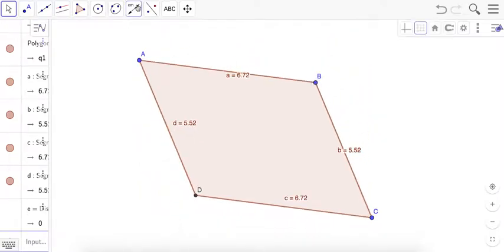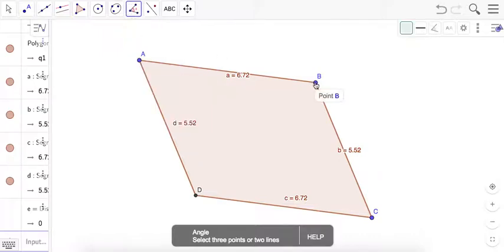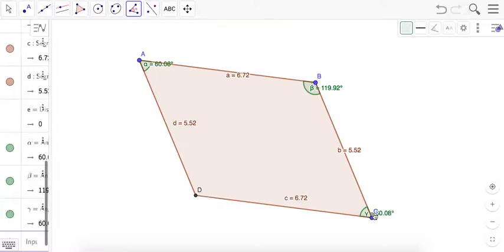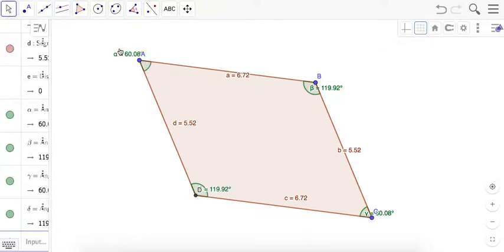Now let's go ahead and look at the angles. Let's measure these angles. Let's measure angle A here. We'll have to go up to B, making sure I'm going the right way. Angle A, angle B, angle C, and angle D. Let's move those so we can see them a little better. Let's move them on the outside so they're not in the way.